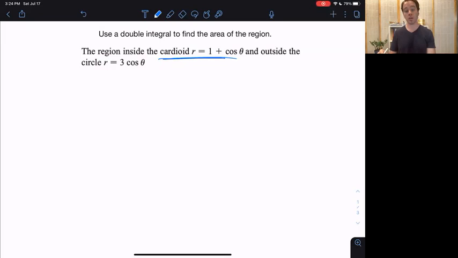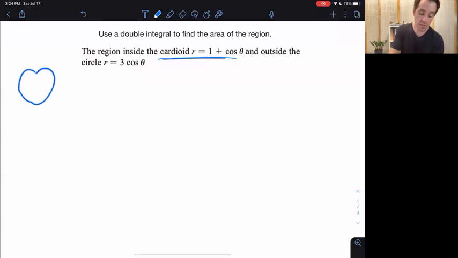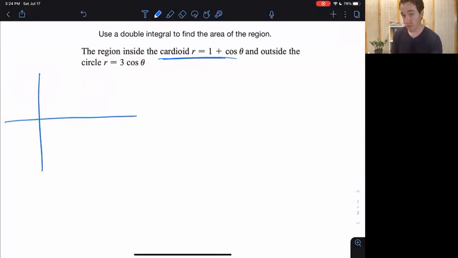First of all, we're told that this is a cardioid. Cardioid should make you think of the word cardiac, as in heart shape. So cardioids are things that look like this or like this. All right. Let's get a sense for what this cardioid looks like. 1 plus cosine of theta. When theta is 0, this will have a value of 2, because 1 plus cosine of 0 is 1 plus 1, which is 2.